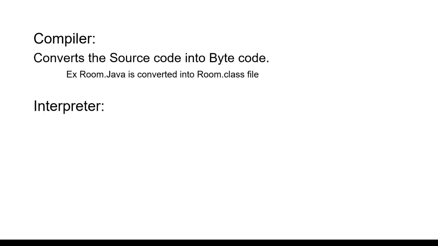Now what will the interpreter do? The interpreter will take the input as a room.class file, I mean bytecode, and it will convert that into machine code. It's like binaries, ones and zeros, and executes line by line. Okay? This is the interpreter. So this is how the compiler and interpreter are used in Java execution. The compiler will convert the source code into bytecode and the interpreter will convert this bytecode into machine code and execute it in the computer.